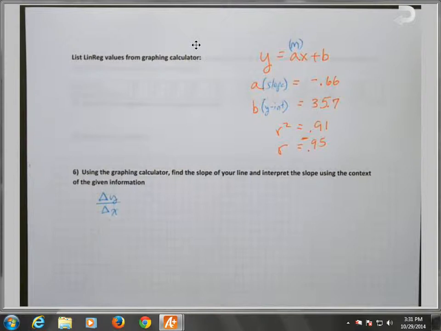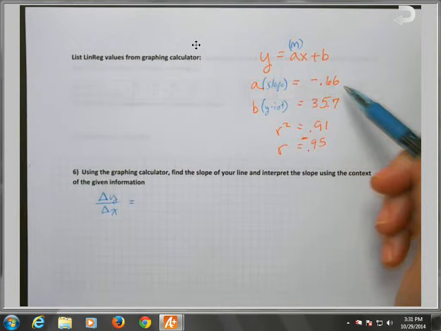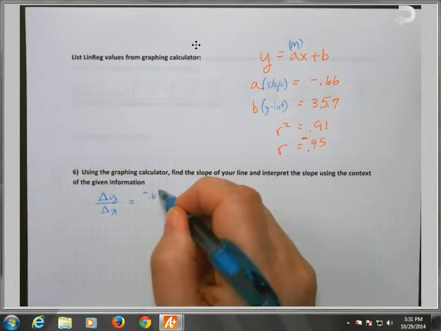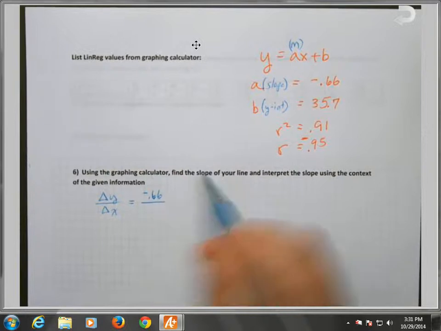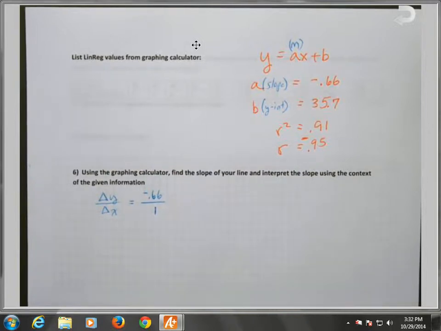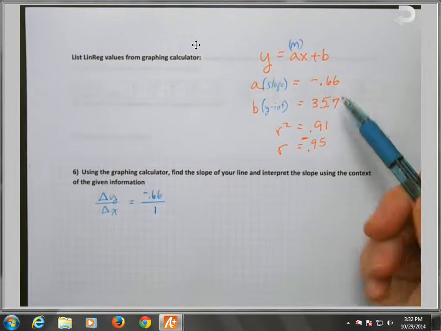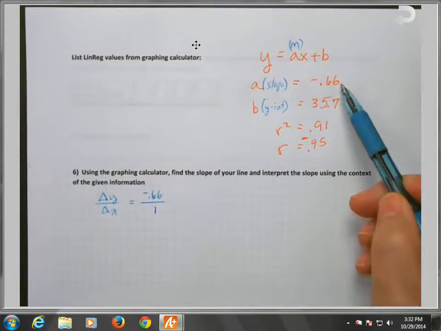and we want to know what this means in terms of the problem. So I'm going to suggest that you take this slope, and that's negative 0.66, put it on top of the fraction in the numerator spot for the change in y. And then for the change in x, we just have the number 1. So all we're doing is putting a 1 underneath whatever your decimal is. I know that looks awkward, but this'll let me explain what this means.